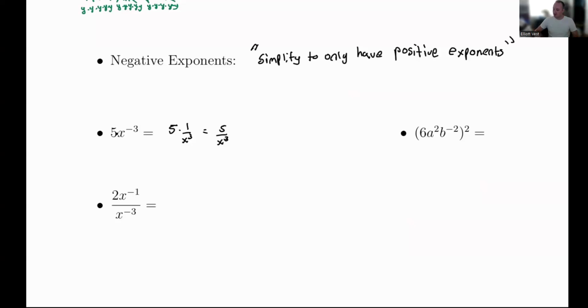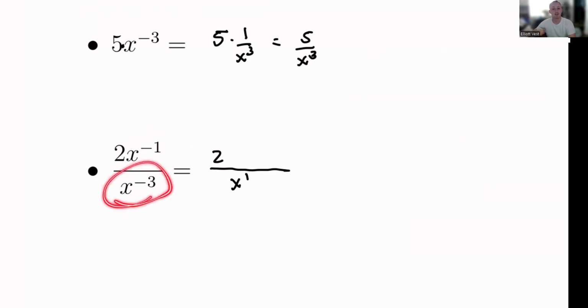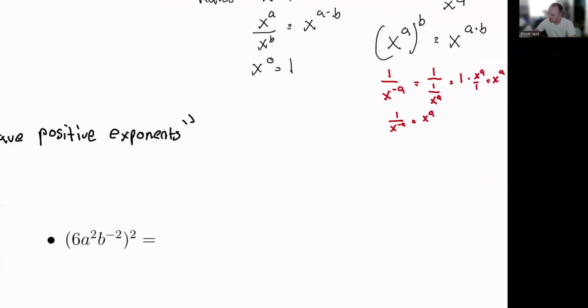Okay, let's do this next one. This is a little silly of one. I have negative exponents in the numerator and the denominator. Well, this 2 is kind of just doing its own thing. When I have a negative exponent in the numerator, it becomes positive in the denominator. So I'm going to have an x to the 1. This is a negative in the denominator, so I change it to a positive in the numerator, x to the 3 power.